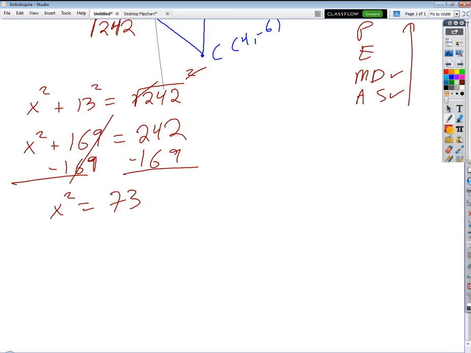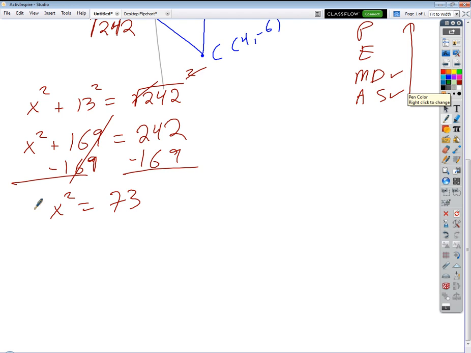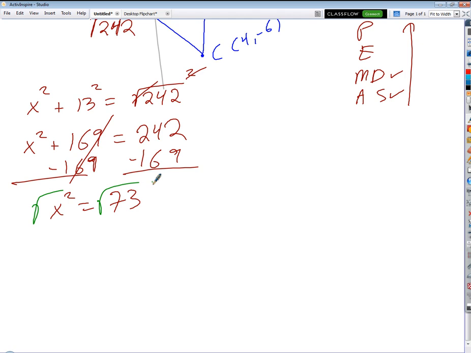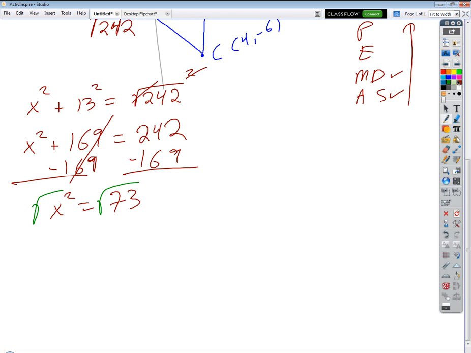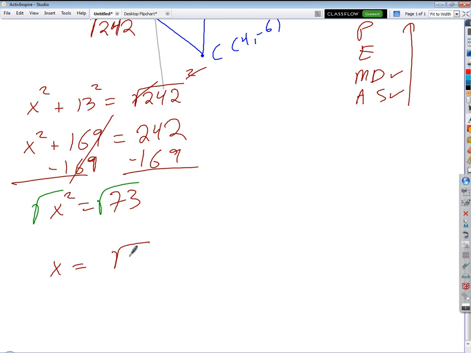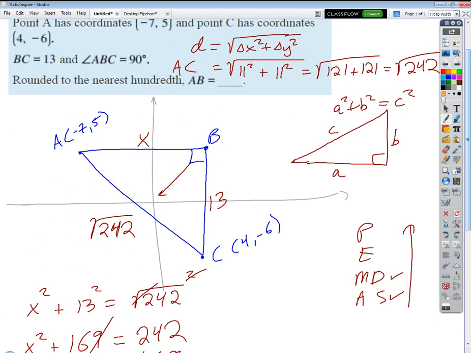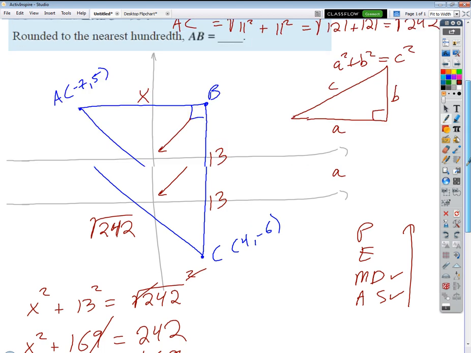So if I square root both sides, the square root of X squared equals the square root of 73, right? Okay, now be careful with this. So we get X equals the square root of 73. And that's a fine answer because all they're asking for here is a decimal, right? So all I have to do is put the square root of 73 in a calculator and round the decimal. I don't have to do any simplifying, right? Okay, but is that my only answer?